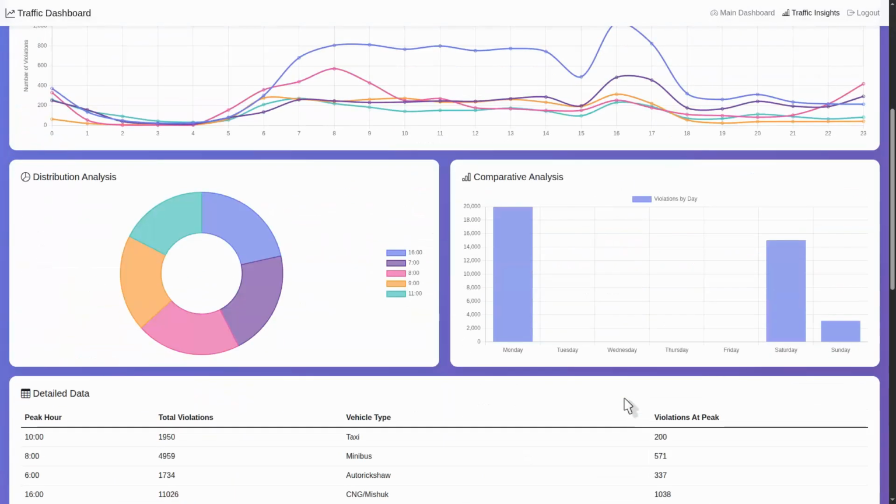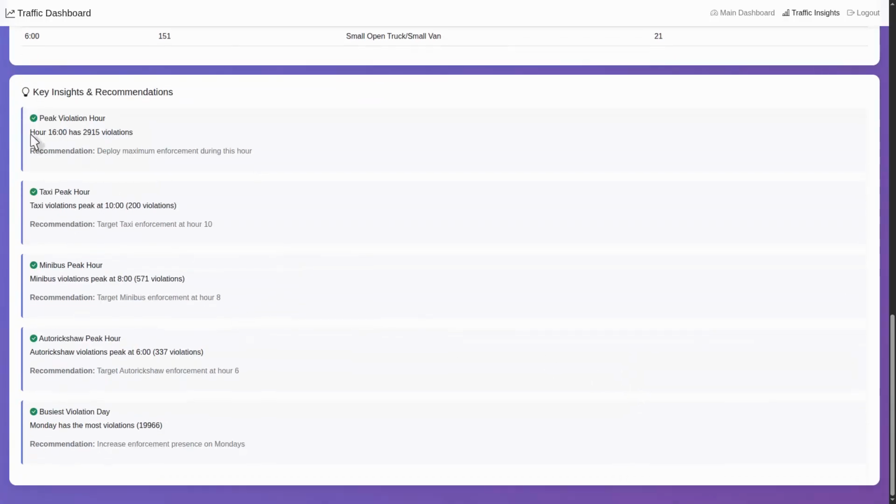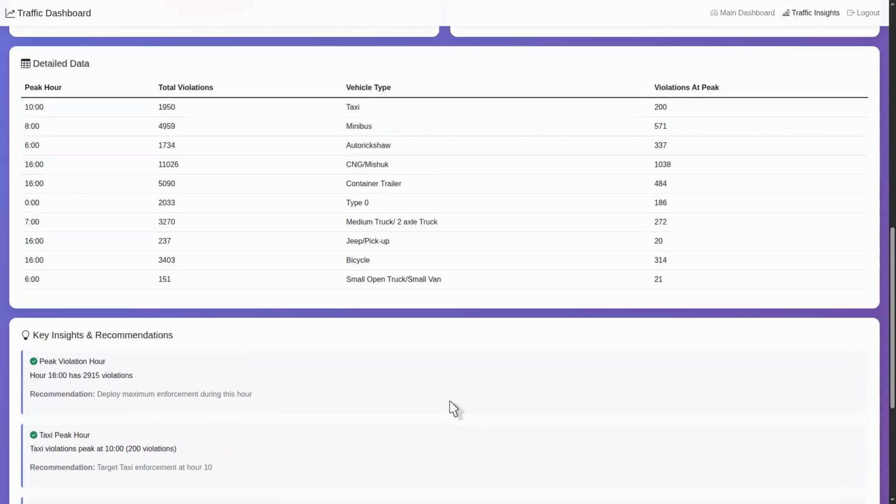On the daily view, you see Monday has more violations than Saturday and Sunday. Hour 16 has more violations. Minibus violations peak at 8 a.m. Auto rickshaw violations peak at 6 a.m. Monday has the most violations within that time range.